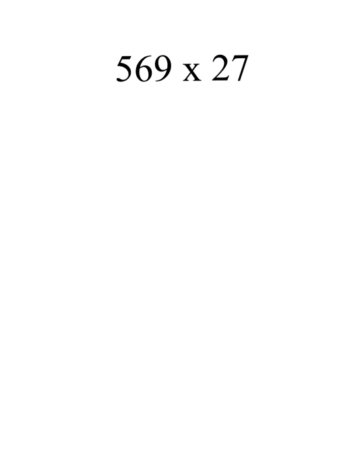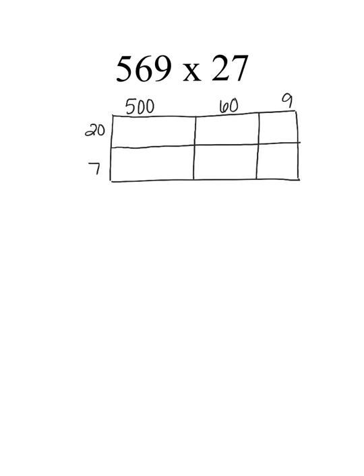Our next problem is 569 times 27. I want you to take a second and try to create the box yourself. This is what your box should have looked like. We can break 569 up into 500, 60, and 9 when we break it by place value. 27 can be broken into 20 and 7.